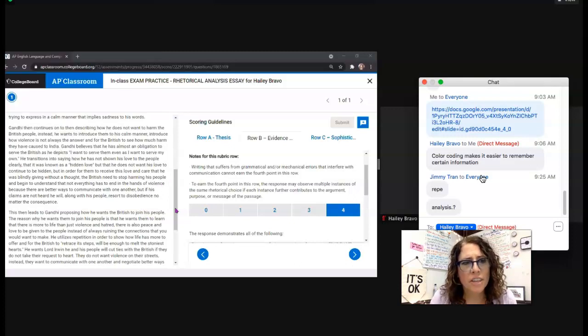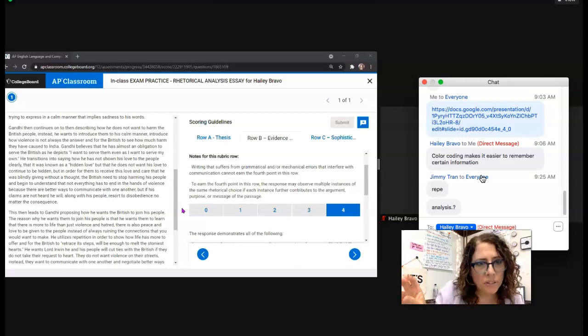Her strength is how she integrates text. If you look at it, her strength is her transition words. She guides us through the reading with vivid verbs. Gandhi believes... Okay. So we understand that you understand the text. That's fine. You're done with that one. He depicts, I want to serve them even as I want to serve my own.